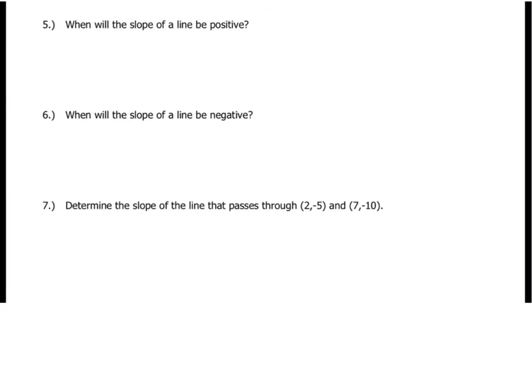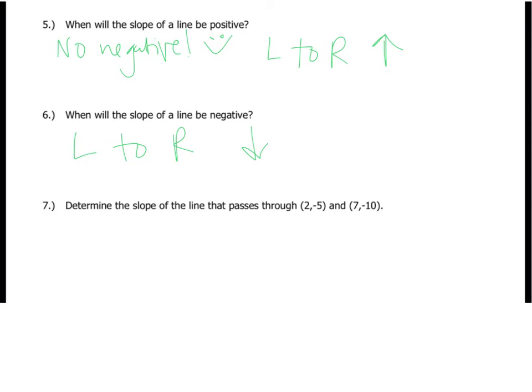So when will the slope of a line be positive? Well, the slope of a line will be positive when there is no negative. What that really means is from left to right, it goes up. It'll be negative when there is a negative, but that is from left to right, it goes, oops, I did those opposite. Let's pretend that I did that opposite. So it's negative when it goes down.